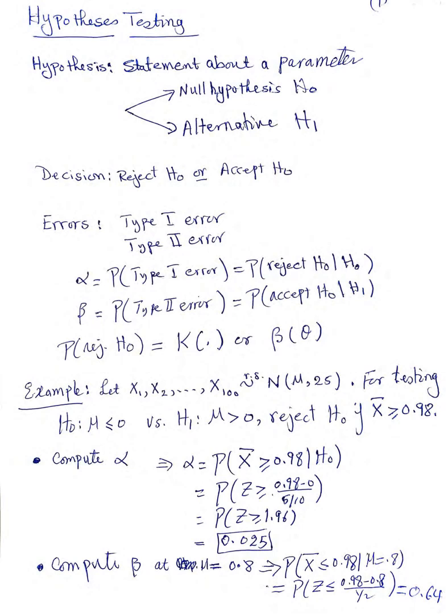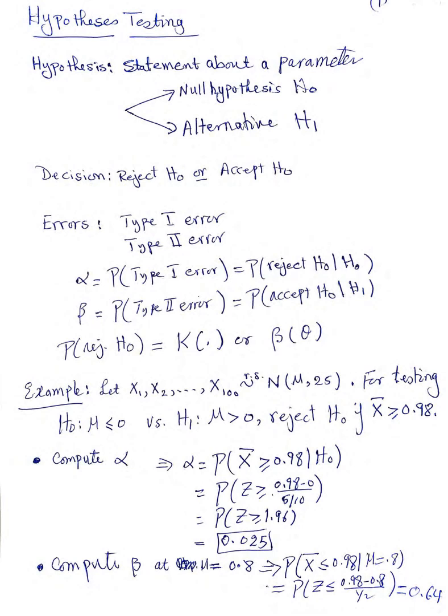If you compute the probability of rejecting H0 regardless of any condition, either H0 or H1, we call it the power function, and it is denoted by beta or K. But in this class, we will call it beta. Let's take an example, just to know how to compute these probabilities. Assume that you have a sample of size 100 taken from a normal with mean mu and variance known at 25. And you need to test H0: mu less than or equal to 0 versus H1: mu greater than 0. And the rejection region, or the critical region, is X bar greater than or equal to 0.98.